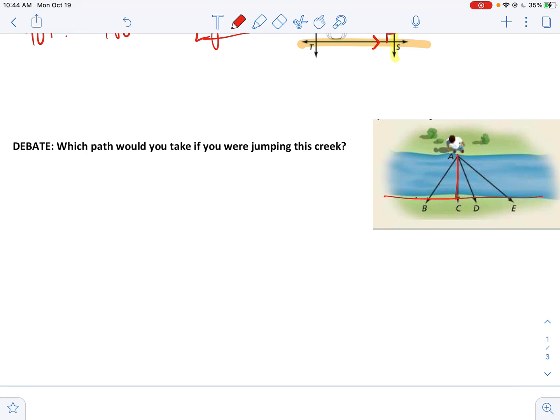And of course, you would jump A to C. It's the shortest distance, and it's perpendicular. So that's why we care about these perpendicular lines. They are the shortest distance between two points.